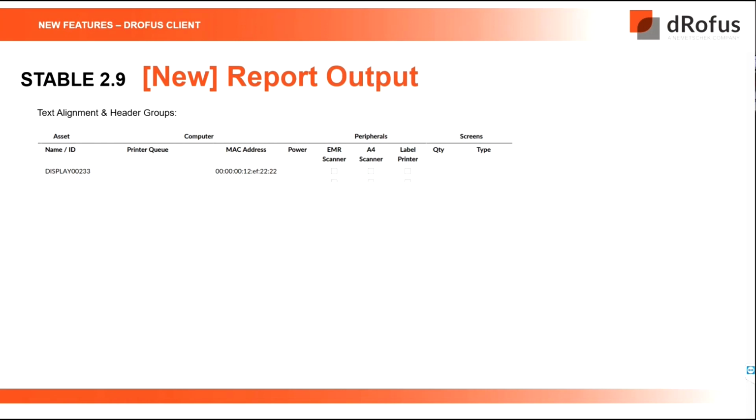Okay, so just digging down into a couple of those options there, and we've got some examples. Text alignment, you can see here there's a direct alignment, center alignment here, and then the header groups, you can see asset, computer, peripheral, screens. So they're capturing multiple fields and giving them an overarching header.